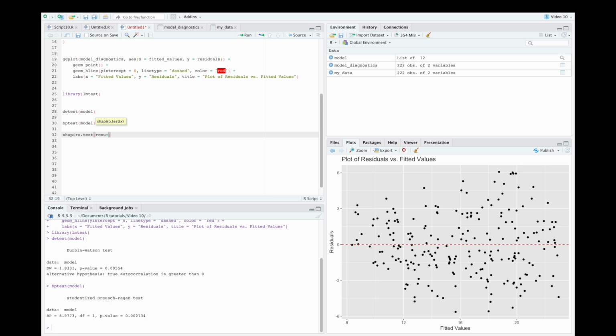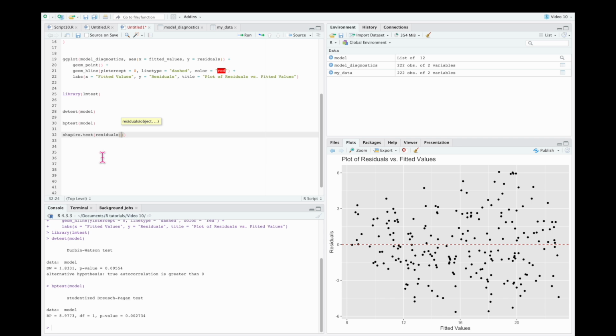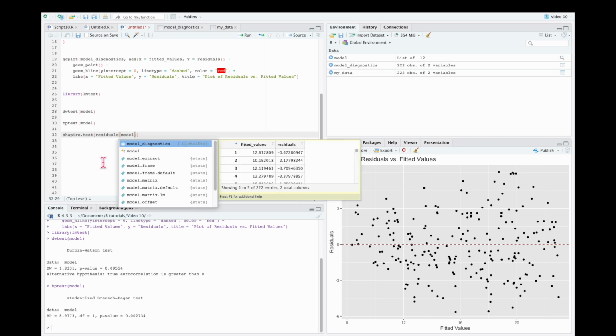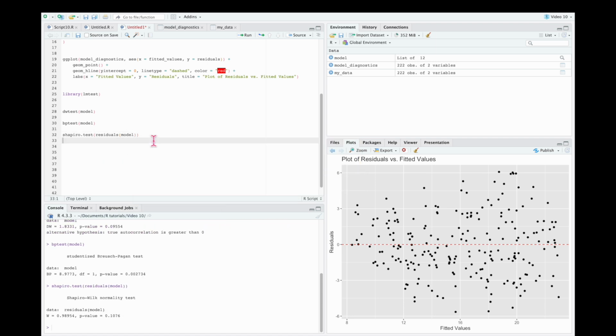The last assumption we will cover in this video is normality of residuals. There are several common methods for testing the normality of residuals. We will use the Shapiro-Wilk test, which is a statistical test used to formally test the null hypothesis that the residuals are normally distributed. The p-value associated with the test statistic is 0.1076, which suggests no evidence against the null hypothesis, indicating that the data may be normally distributed.